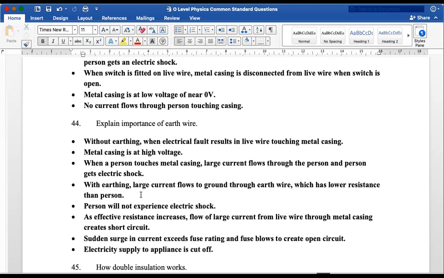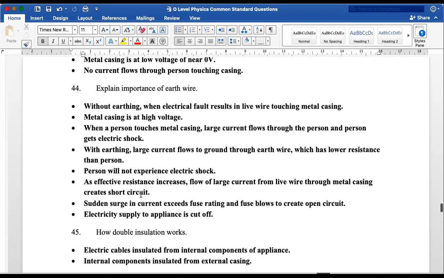With earthing, a large current flows to ground through the earth wire, which has lower resistance than the person. The person will not experience electric shock.